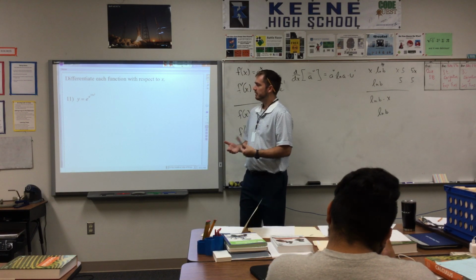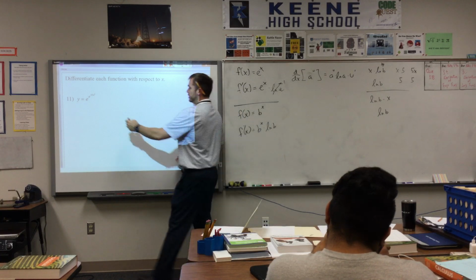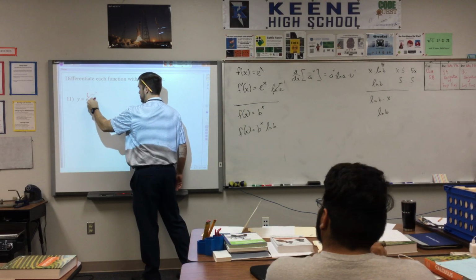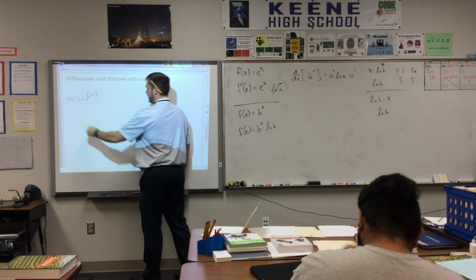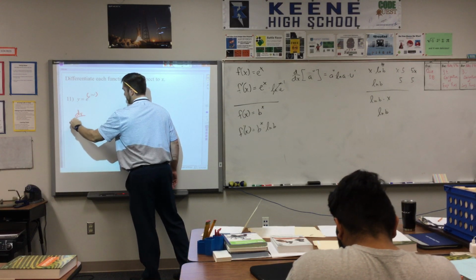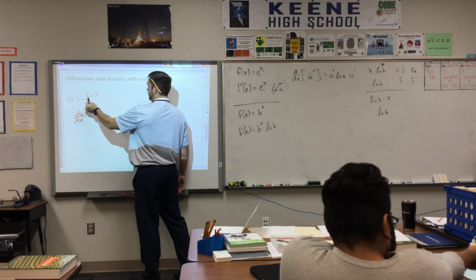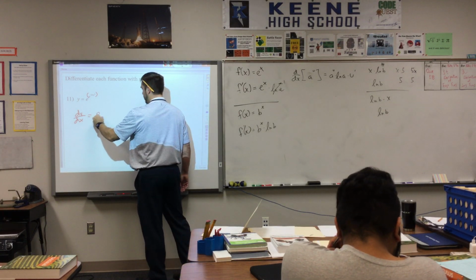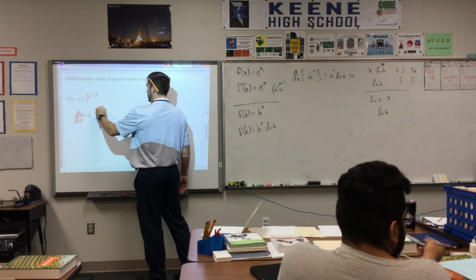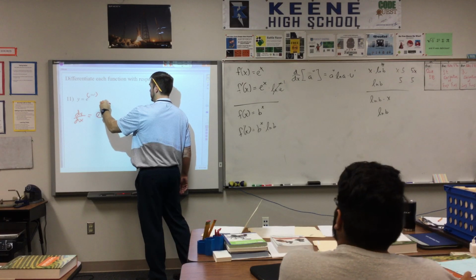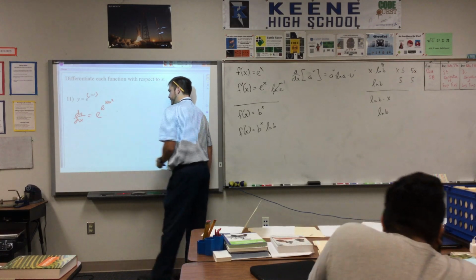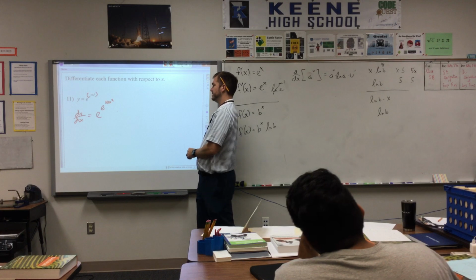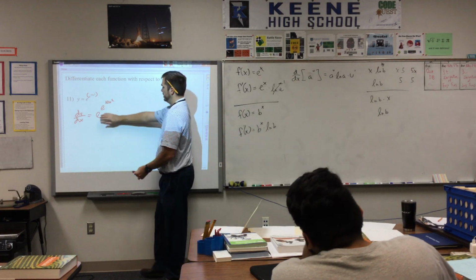Anyway, that being said, you need to treat this thing like just its own function up there. So dy over dx. The derivative of e to the anything is e to the anything. So e to the 10x squared times e to the 10x squared.